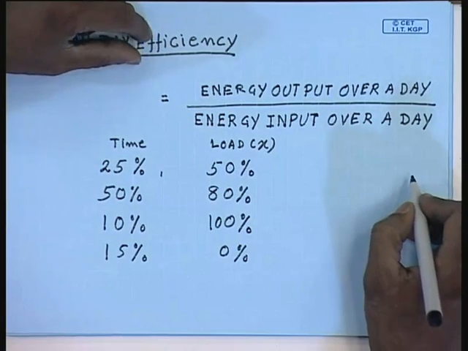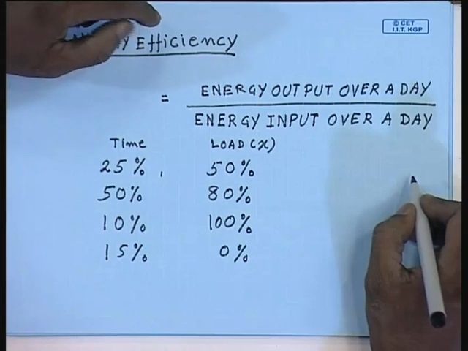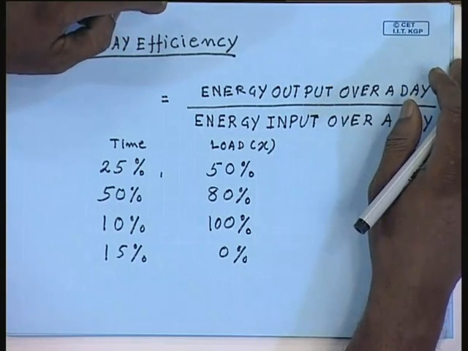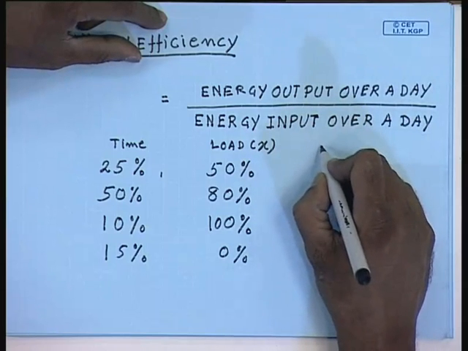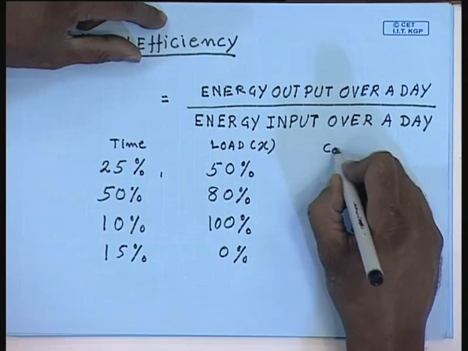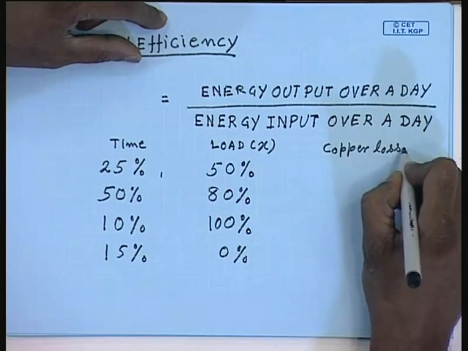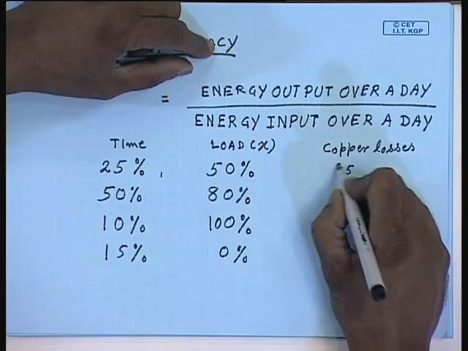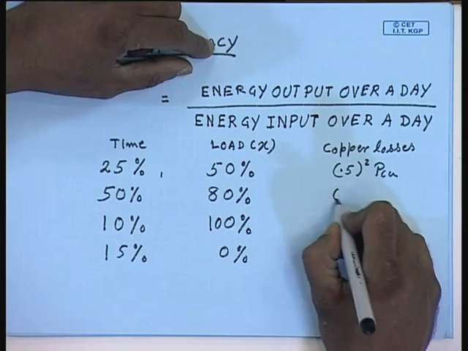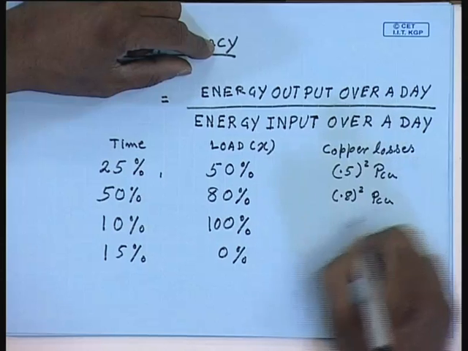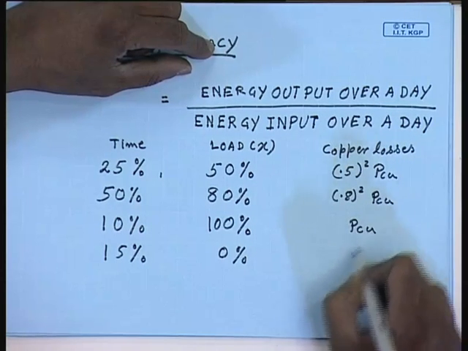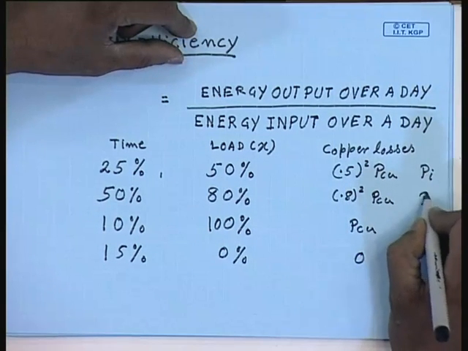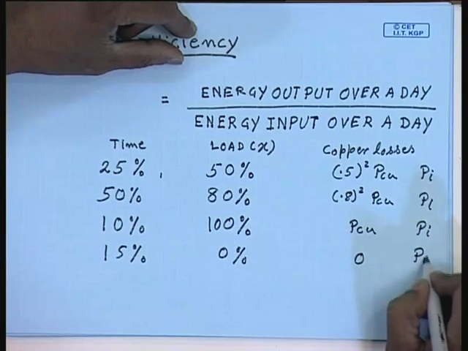Now, if this transformer has a copper loss of PCU at full load and Pi is the core loss, then the copper losses will be 0.5 square PCU, here it will be 0.8 square PCU and here it will be PCU and here it will be 0. The core losses however will always be Pi, Pi, Pi, here also Pi.